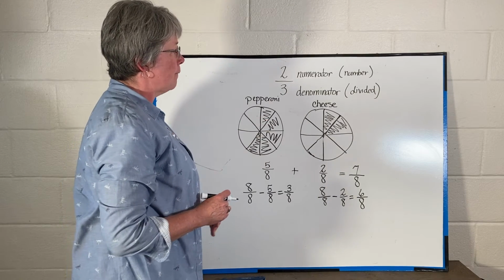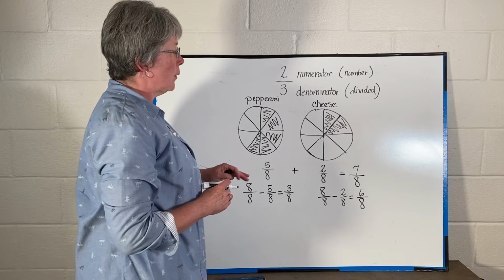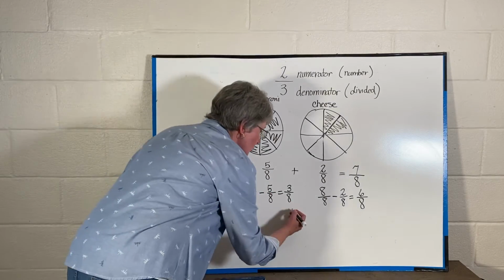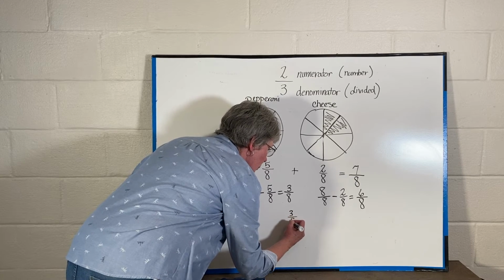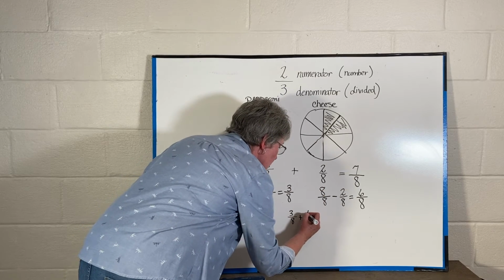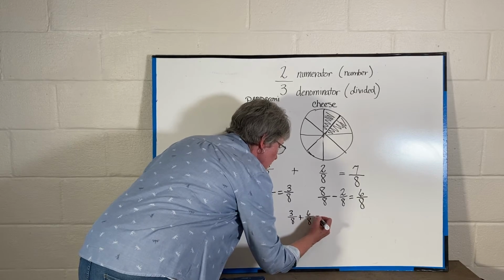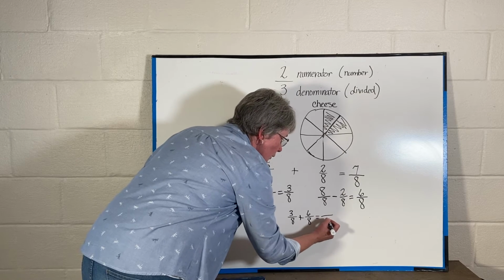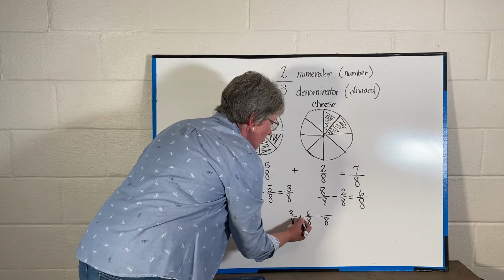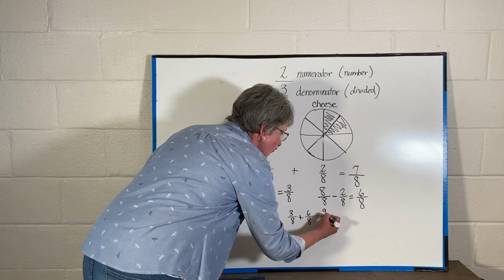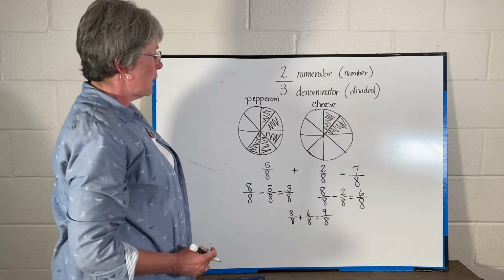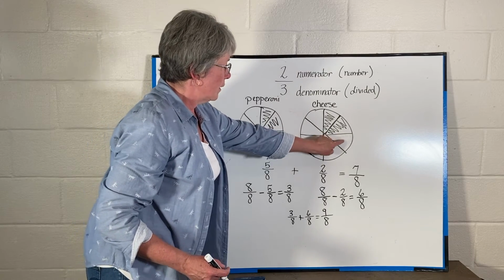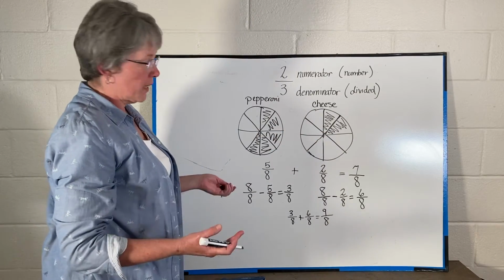Let's talk about a way that we can figure out the total number left. One way we could do it is to say 3/8 of the pepperoni pizza plus 6/8 of the cheese pizza. We add that. Our denominators are the same. 3 plus 6 is 9. 9 out of 8 pieces are left. 1, 2, 3, 4, 5, 6, 7, 8, 9. That's one way we could do it.